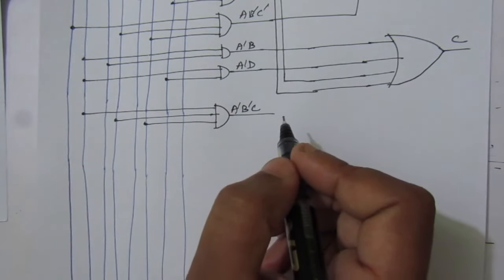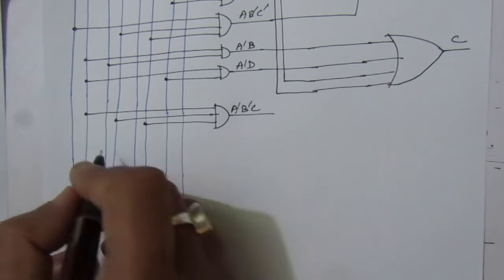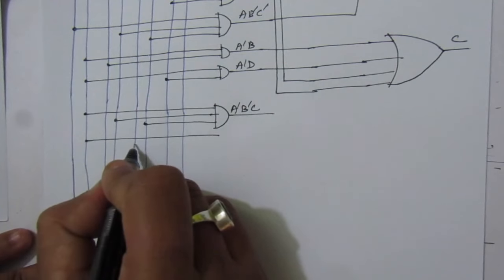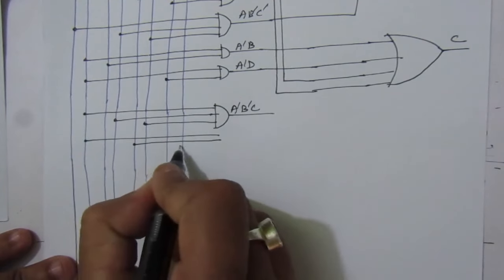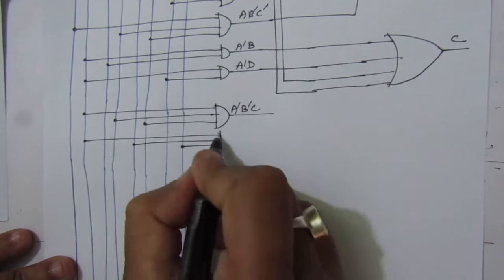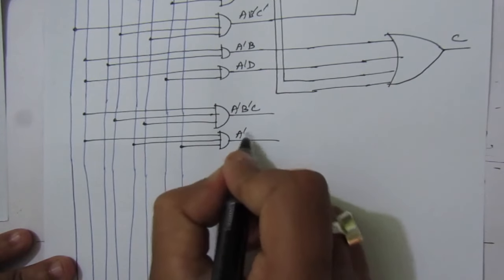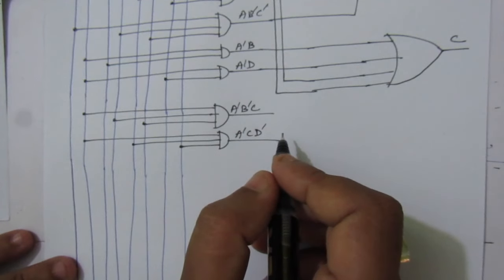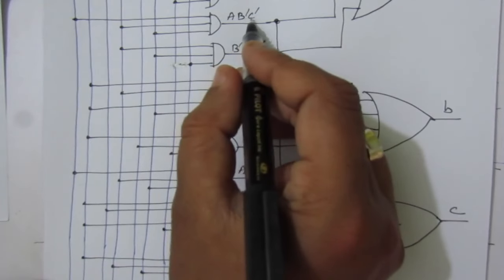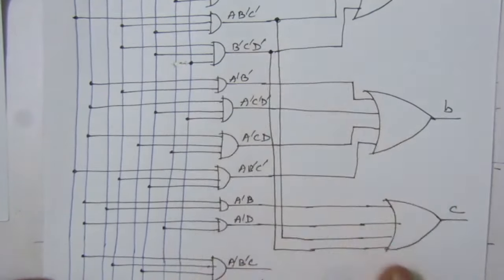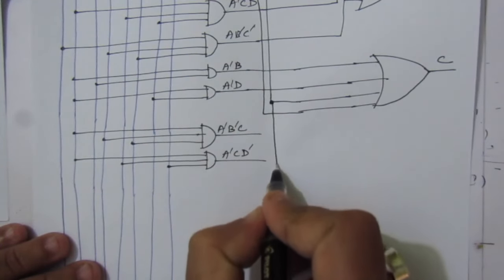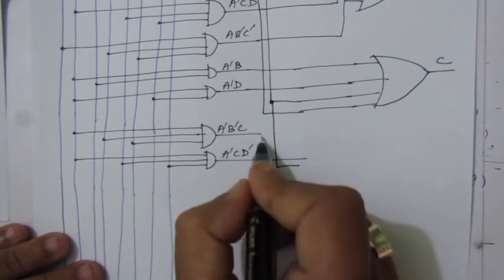Then the second minterm is A bar C D bar. You use an AND gate and you'll get A bar C D bar. Then we have A B bar C bar. We have already obtained this A B bar C bar from here, so draw a line connection from here, and this will be the third input.